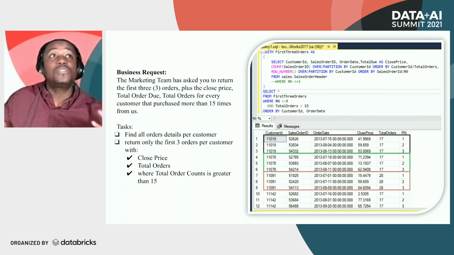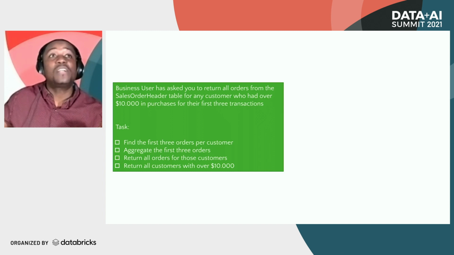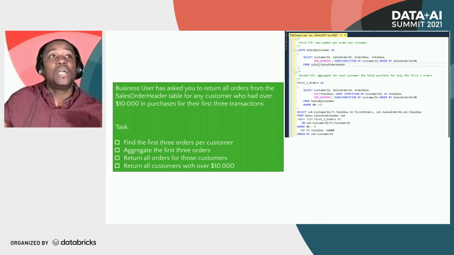Let's say there's another requirement where the business has asked you to return all orders from the sales order header table for any customer who had over 10,000 in purchases. This is kind of similar, but they want me to return all orders from the order details. So we have to find the first three customers, because I cannot use window functions here, and then we have to aggregate the first three orders.